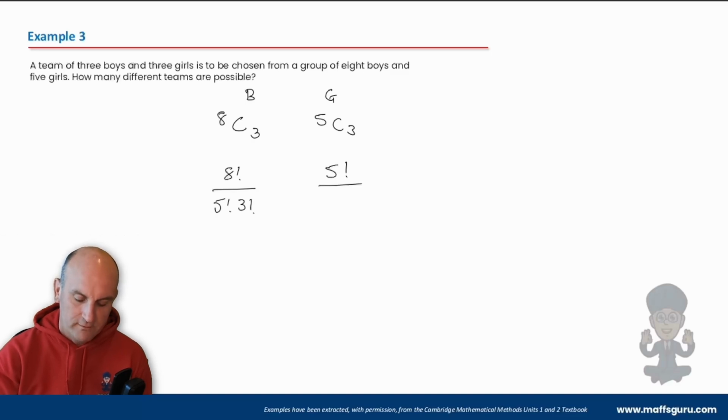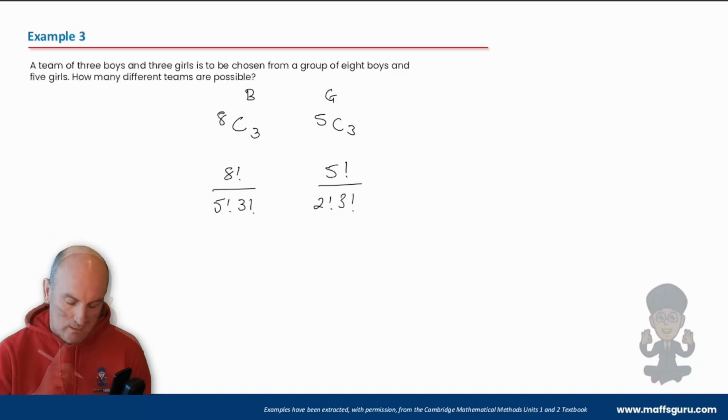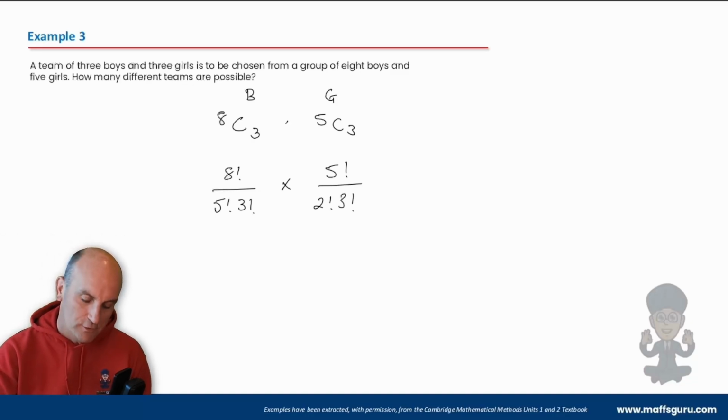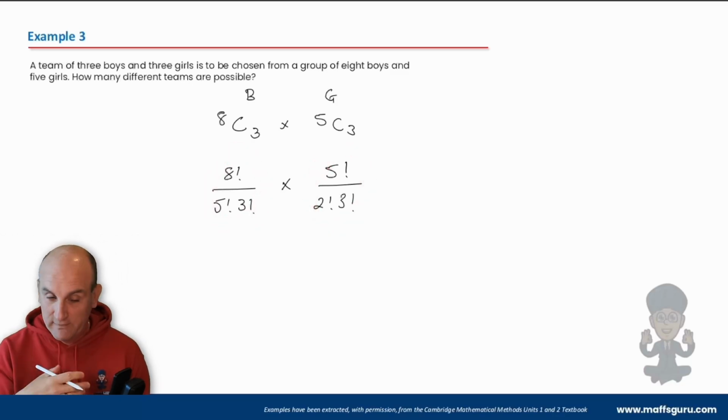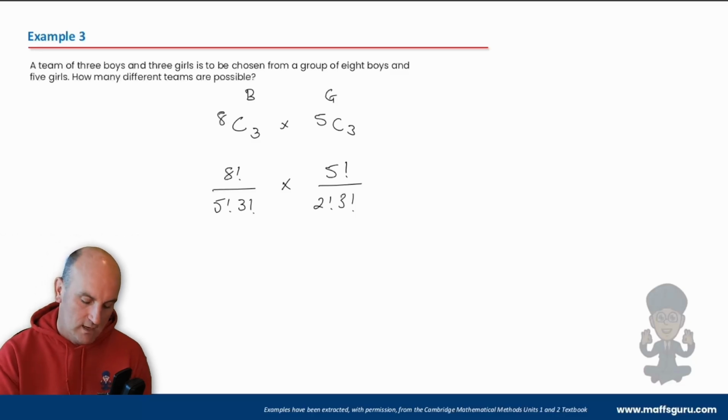That's going to be 5 factorial divided by 2 factorial, 3 factorial. All right, and again, because I've got a choice, this is going to be the number of boys I could choose, and that's going to be the number of girls I could choose, I would then multiply all that together to give me my final answer.